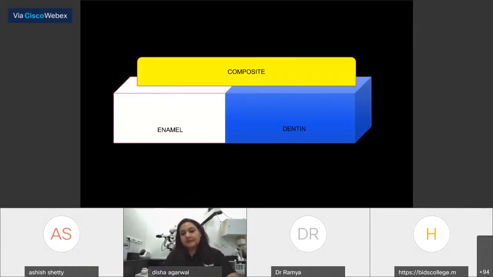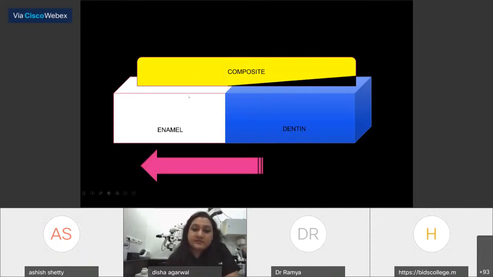Now, suppose there's a slate on which a half portion is your enamel and a half portion is your dentine. You take a block of composite, place it all together on your enamel and your dentine, and you light cure it. What is going to happen? Enamel will bond very quickly to your composite. It does not mean that it's bonding stronger. It's bonding very quickly, but it does not bond as quickly as it is bonding to the dentine.